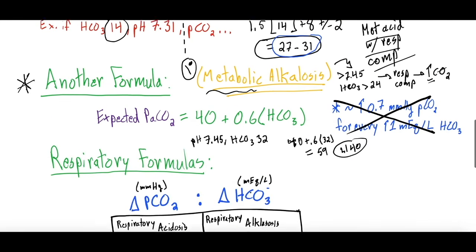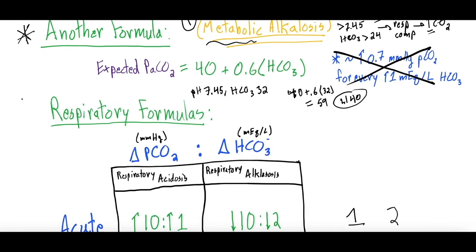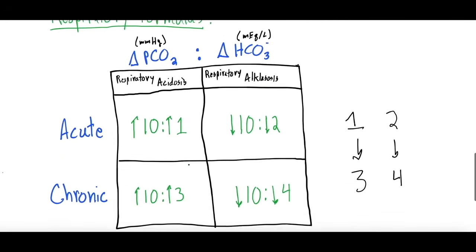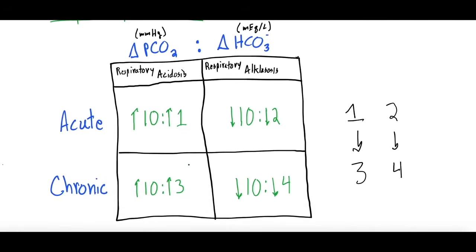But if the primary disorder is respiratory, there's actually a nice little cheat box way in which you can remember the compensation, and that is this here. But we want to explain what it's laying out because it can be a little confusing. So for this, it's important to know whether it's acute versus chronic respiratory, right?